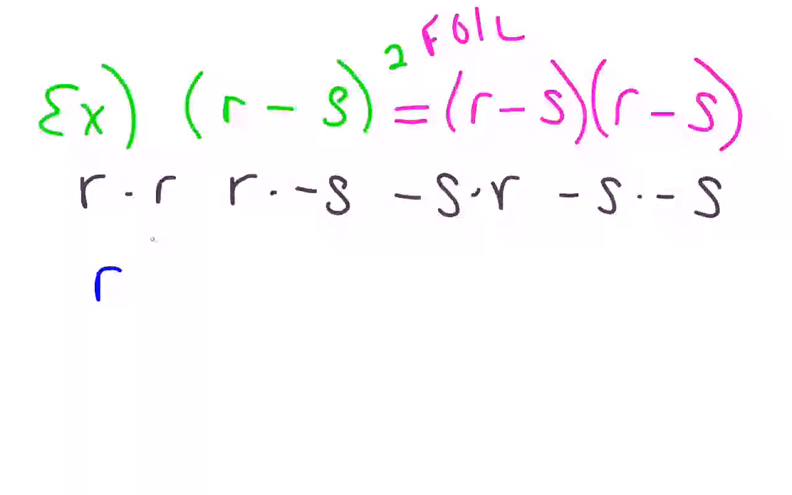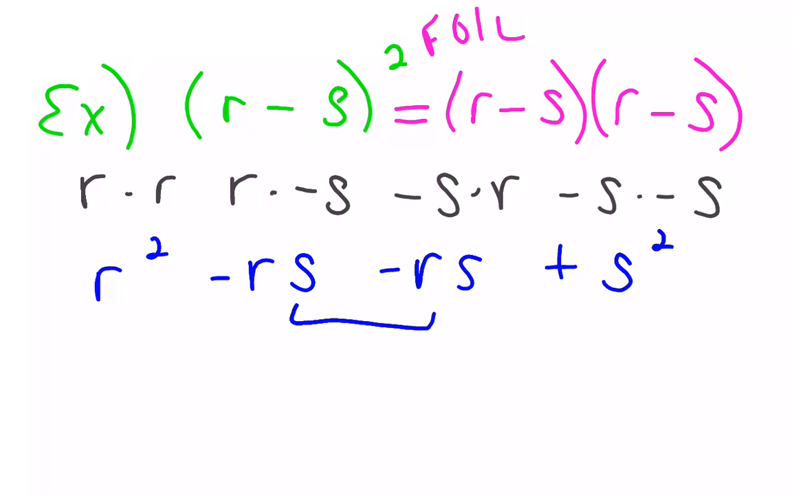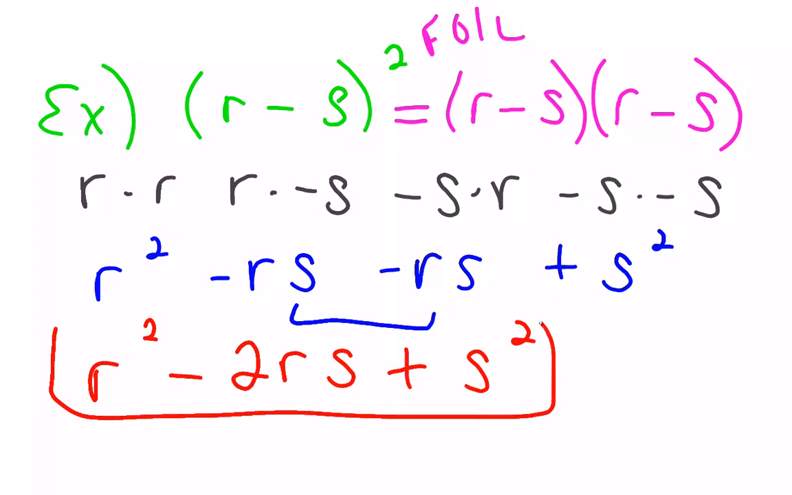R times r is r squared. R times a negative s is negative rs. Negative s times r is negative rs. And negative s times negative s becomes a positive s squared. So notice, even though we don't have numbers in here, our two middle terms are like terms that we can combine together, but notice they are identical. So we have r squared, negative rs minus rs gives us minus 2rs, and then plus the s squared, and then there is our final answer.